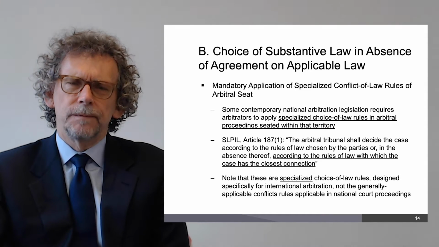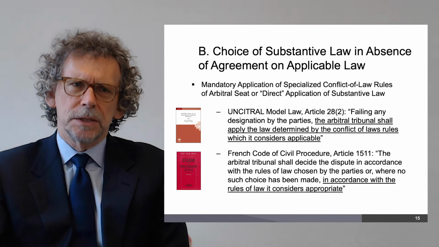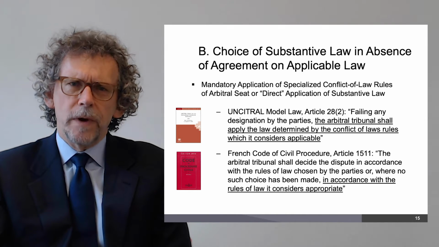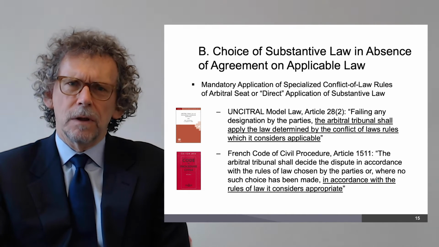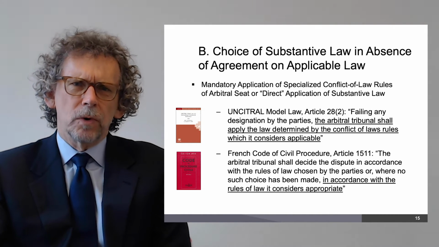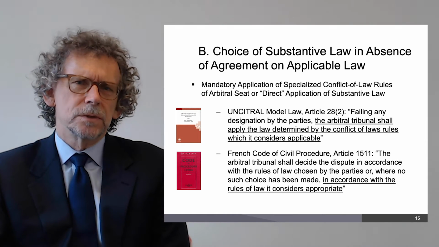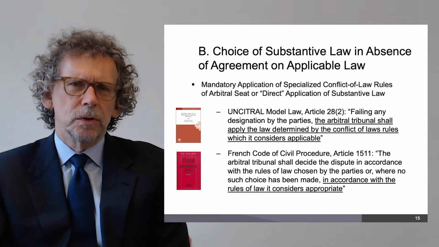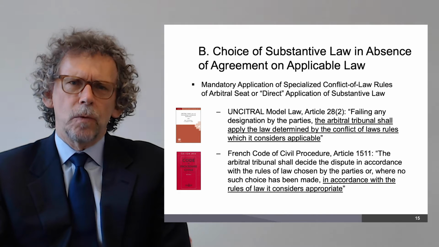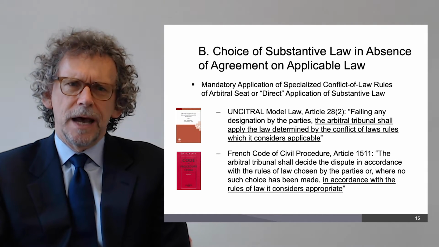And a number of other national arbitration statutes have similar approaches, a specialized choice of law rule applicable only for international arbitrations. Some institutional rules and some national arbitration legislation, for example, the UNCITRAL model law, allow arbitral tribunals to directly choose the substantive law applicable in the absence of a choice by the parties. These rules do not require the arbitral tribunal to apply a set of choice of law rules, but instead allow them to directly select the applicable law without any choice of law analysis.